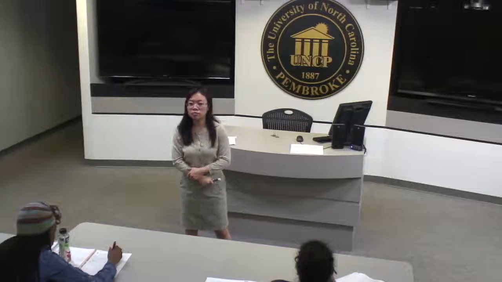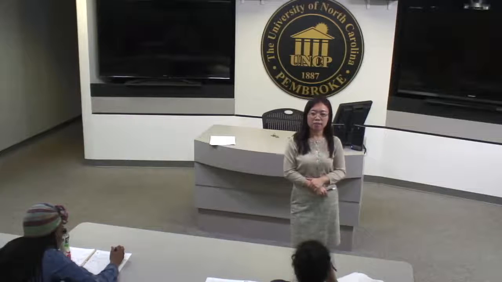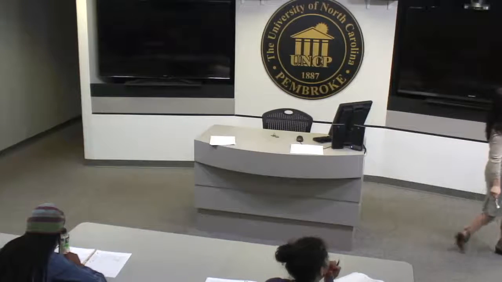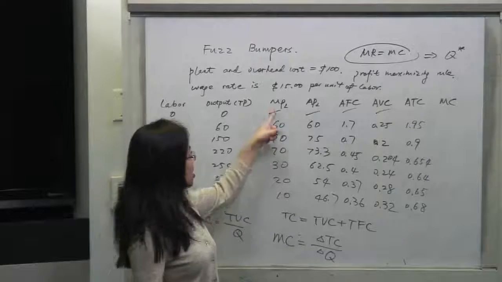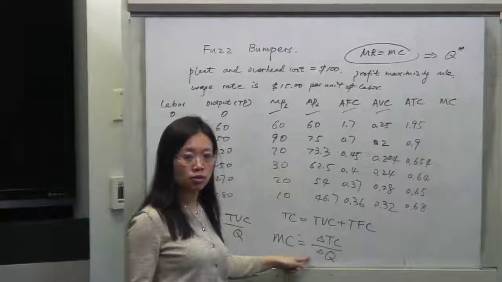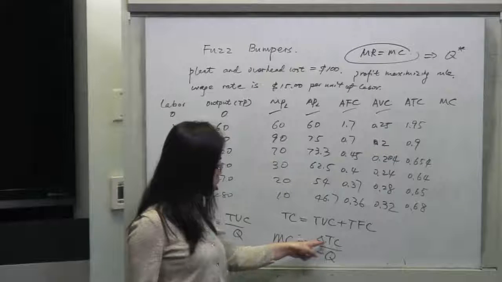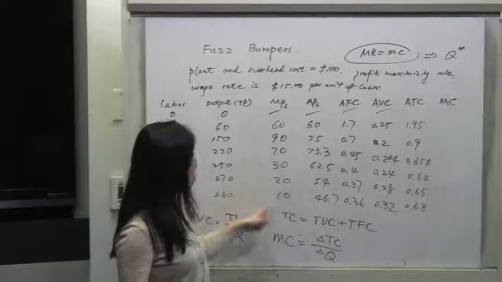Are we dividing 15 by the change in output or 15 by the output? 15 by the change in output, because that is the change of the output. We have to use the formula. Do not throw the formula away. The change of the total cost is always 15, and the change of output is this number.